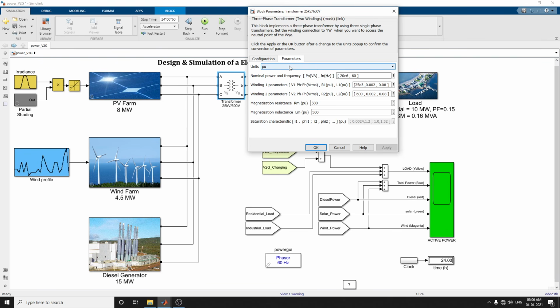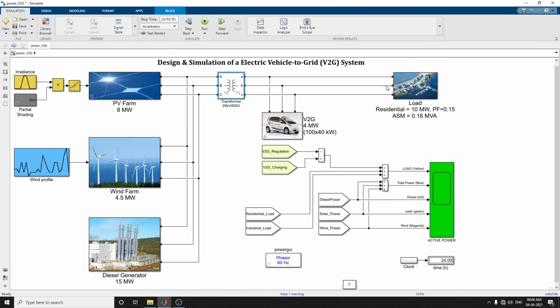What are the parameters we are going to discuss with this PU unit or SI unit? You can also apply nominal power and frequency, winding 1 parameters and winding 2 parameters, and magnetization resistance, inductance and saturation characteristic also you can apply here.